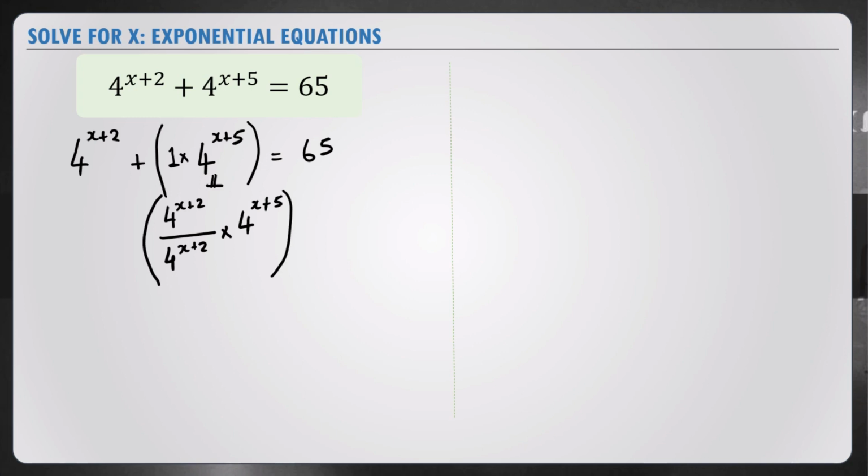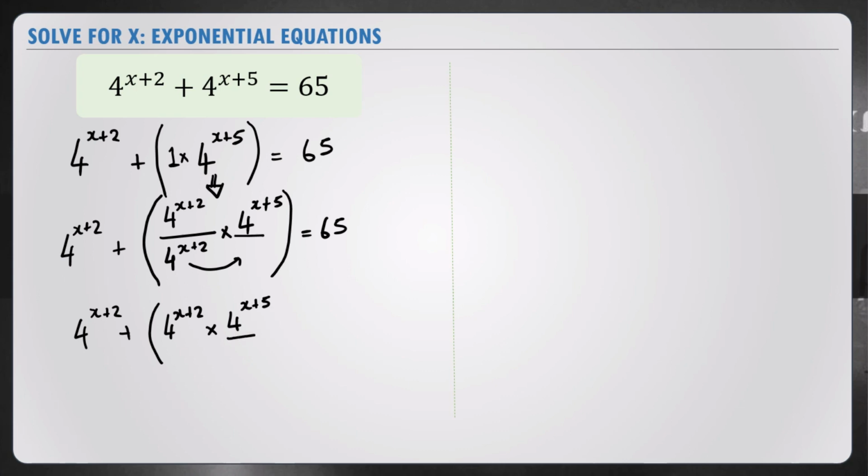That's the same thing translated down here as 1 whole. All right, and everything else remains the same, is equal to 65. Then I bring this under 4 to the power of x plus 5. So I have here 4 to the power of x plus 2 plus 4 to the power of x plus 2 into 4 to the power of x plus 5 over 4 to the power of x plus 2. I just brought this under 4, all right, is equal to 65.